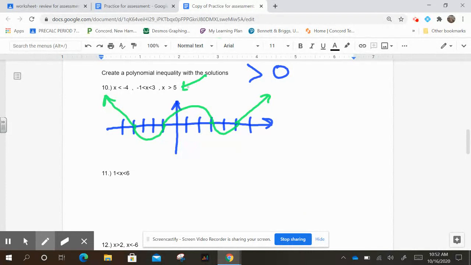Now to come up with the equation for this, we have my end behavior that's up and up. So that means it's an even power, and its leading coefficient is going to be positive.